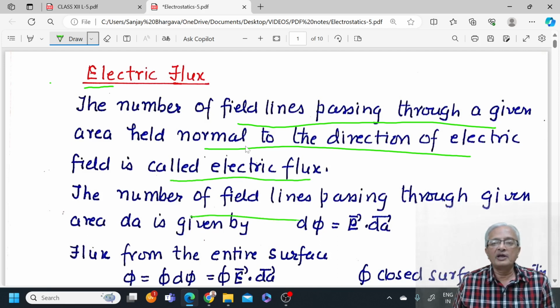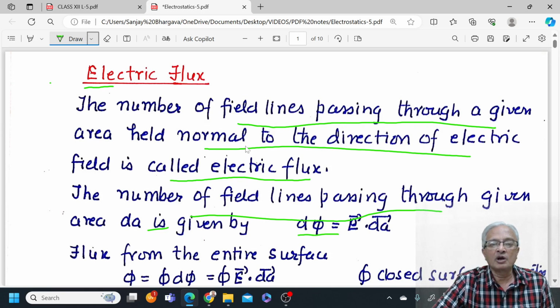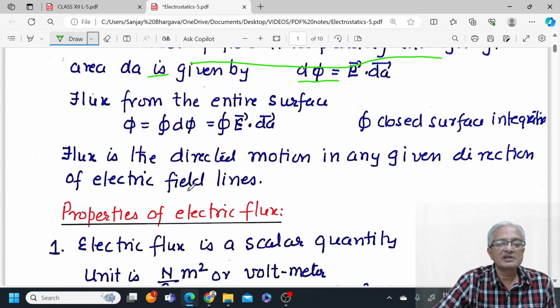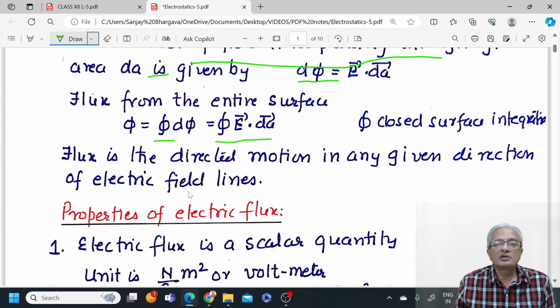The number of field lines passing through the given area dA would be given by d phi equals E dot dA. Now flux from the entire closed surface can be written as phi equals closed surface integration d phi. Then it would be closed surface integration E dot dA. So this sign represents the closed surface integration.